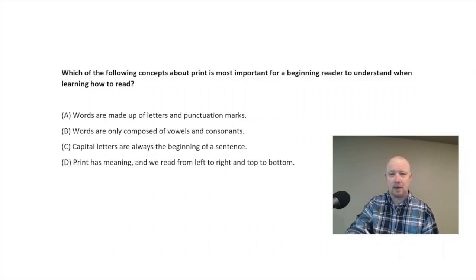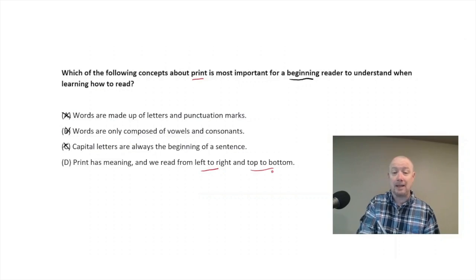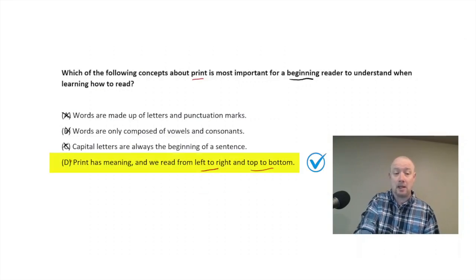All right, so the key concept here is beginning reader. So we're in the early stages of reading. So when I look at some of these choices here, words are made up of letters and punctuation marks. Well, we're going to get to that, but that's a little bit later in the process. Same thing with vowels and consonants and the grammar of capital letters. So when we're talking about beginning readers and we're talking about print, it's important to understand direction so that we read from left to right and we read from top to bottom. So again, we're talking about the beginning reader. So before we do A, B, and C, we want to do choice D.